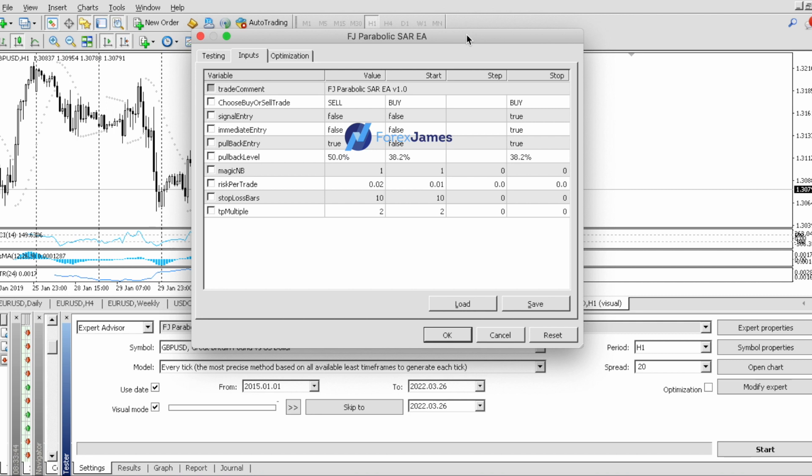At this time, it's only available for MT4. I haven't made a version for MT5 yet, which I believe is what most people are using anyway.